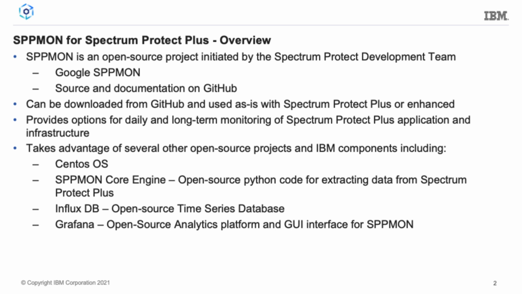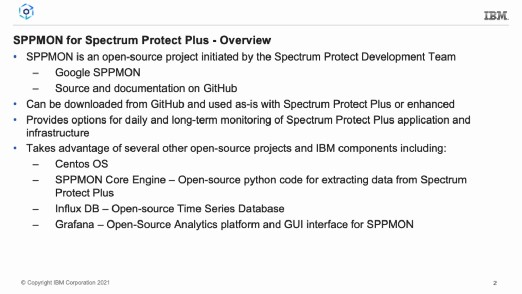Now, what SPPMON does is it provides options for both the daily and the long-term monitoring of Spectrum Protect Plus, including the application itself using REST API calls, as well as the infrastructure that Spectrum Protect Plus runs on, like the vSNAPs, VADP proxies, and the Spectrum Protect Plus server.